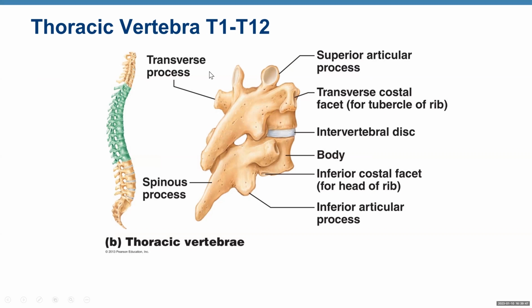Thoracic vertebrae, T1 through T12. The spinous process will be pointing sharply down. It's a pretty long spinous process pointing down. And you will find what is called a costal fossa, which is where ribs are attached. We have superior and inferior costal fossae, and transverse costal fossae, found only in thoracic vertebrae because ribs are attached to thoracic vertebrae only.